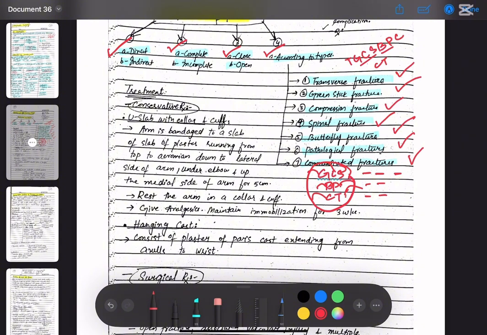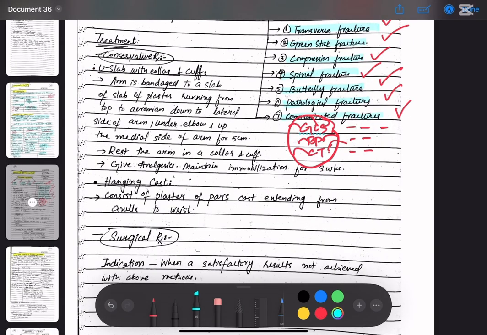Okay, so if the question comes in the exam to classify the fracture, we are having the direct and indirect fracture, the closed and open fracture, the complete and incomplete fracture, and then the fracture according to the type. So we should remember it from GCS, BP and CT. For G is green stick, for C is compression fracture, for S is spinal fracture, for B is butterfly fracture, for B is pathological fracture, for C is communicated fracture, and for T is transverse fracture. Okay, so we have classified the types of fractures.